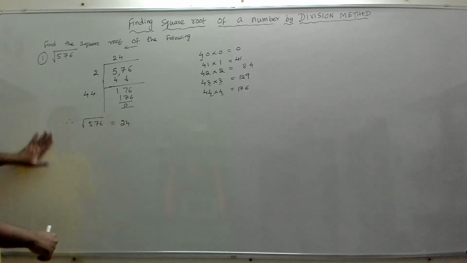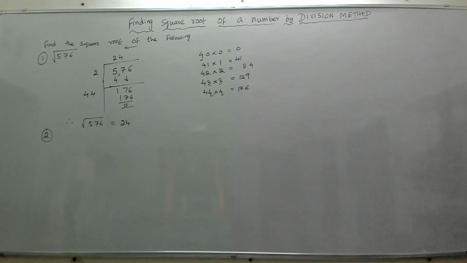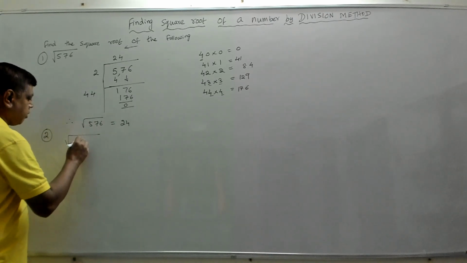So this is one problem. We'll do some more problems. Problem number 2 is we have to find the square root of the number 5184. What is the value of the square root of 5184?